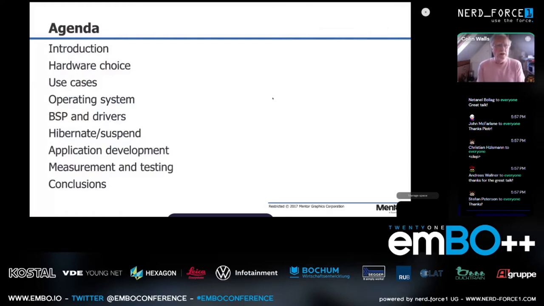Here is the agenda that I want to talk about today. I'll do an initial introduction, and then I will discuss various aspects of power management, starting with the hardware choice factor and moving on to use cases, choice of operating system and the underlying components, and the aspects of the design which affect power management drastically, things like use of hibernate and suspend. A few comments about application development, and then I'll consider the measurement and testing of systems from a power point of view, and then wrap up with some conclusions. That's the plan.